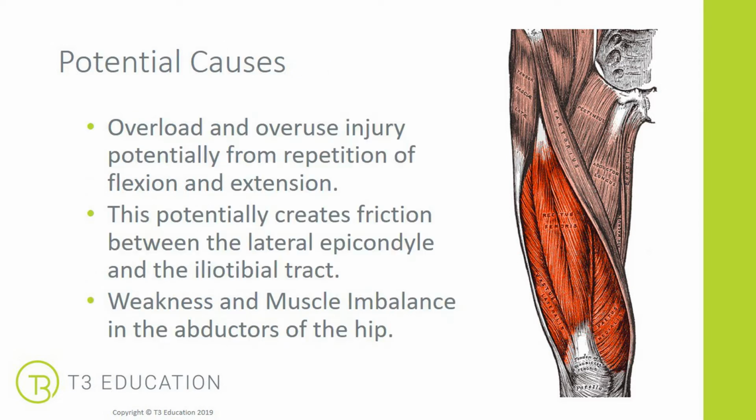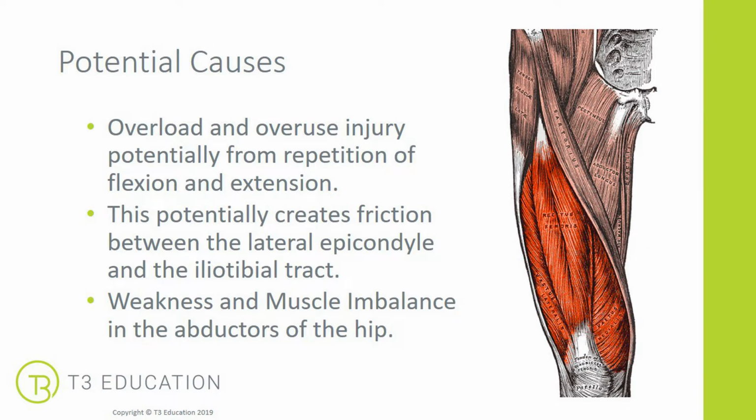Some potential causes of runner's knee or iliotibial band syndrome: it is often due to overload or overuse, and potentially due to repetition of flexion and extension. Some of the research has suggested that it may be due to friction between the lateral epicondyle and the iliotibial tract, but one of the things to consider is that it's potentially due to a weakness or a muscle imbalance in the abductors of the hip. Referring back to the previous slides, for the abductors you're looking at the gluteus maximus and also the tensor fascia lata.